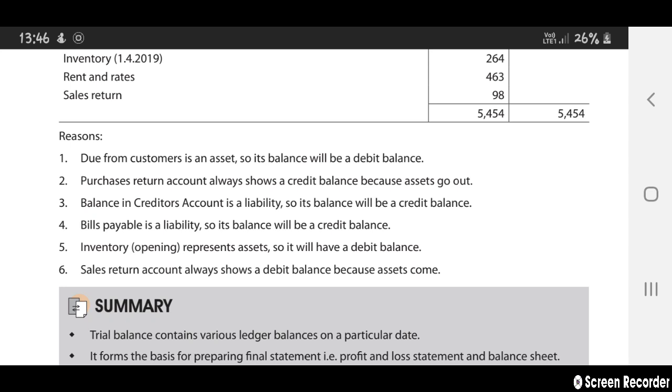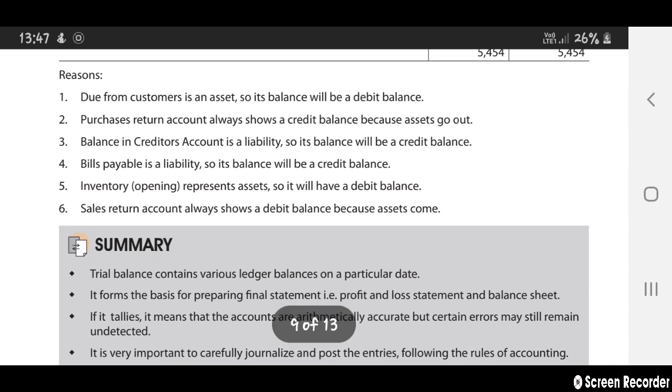Opening inventory represents assets, so it will have a debit balance. Sales return account always shows a debit balance because assets come in.